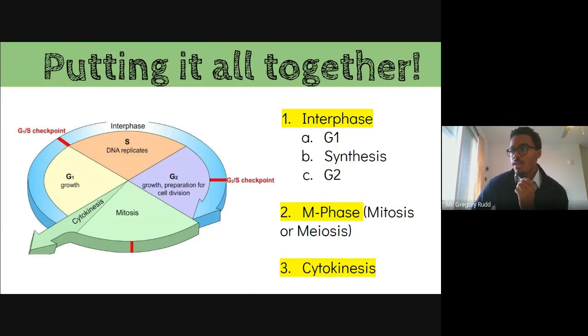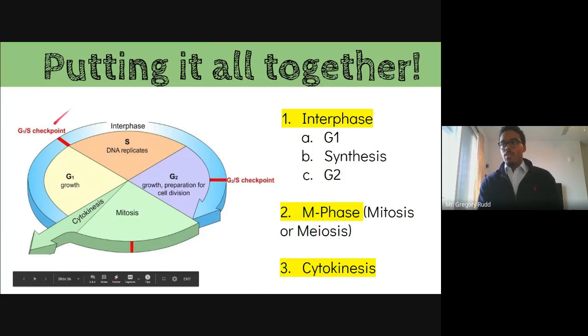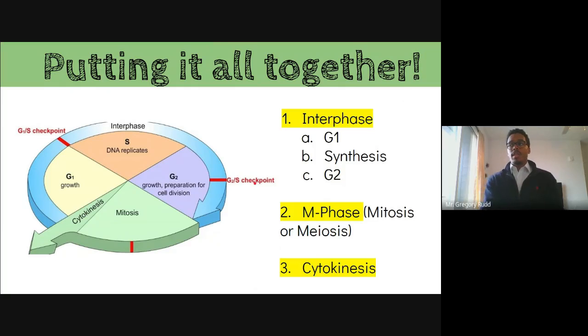One thing you should notice here is that we've got these red bands in the cell cycle. We've got 3 of them. These red bands represent checkpoints that are extremely, extremely important.